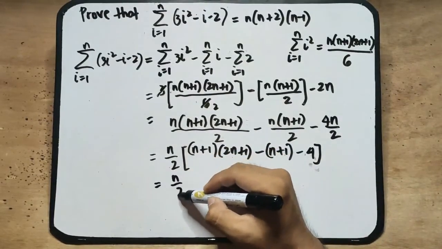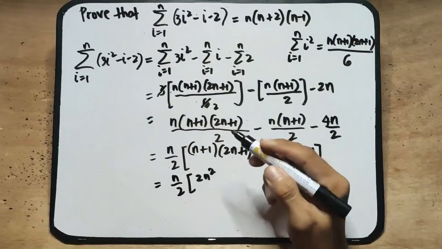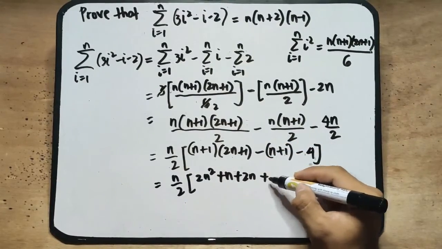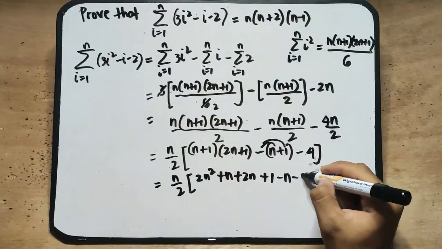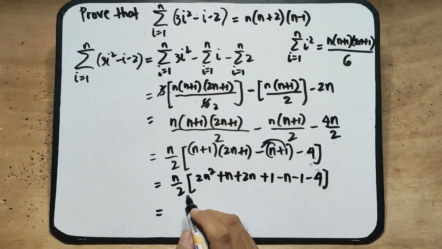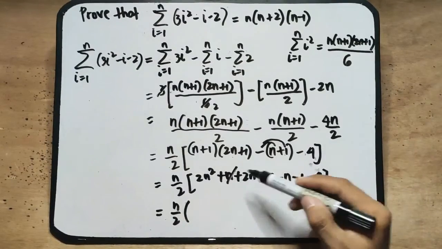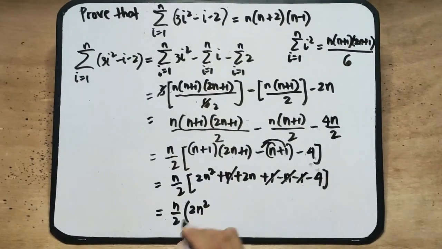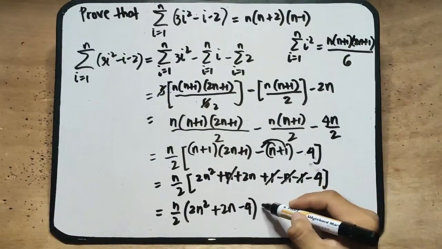So, we bring down n all over 2, and then get the product of this one. We have 2n squared plus n plus 2n plus 1. Then we distribute negative 1 to all the terms inside the parentheses, we have negative n minus 1 and then minus 4. Other terms, mawawala na yan. Mawawala na rin ito. Ang maiwan ay 2n squared plus 2n minus 4.